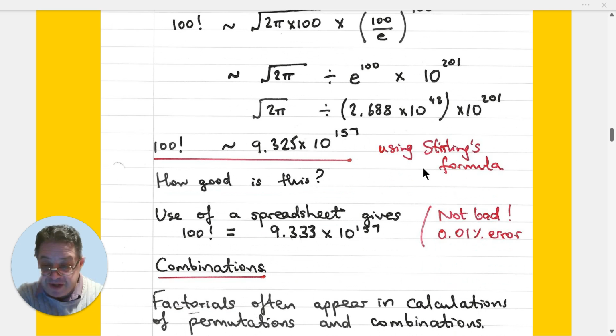Well, I went to a spreadsheet and worked out 100 factorial on the spreadsheet, and it gave me 9.333 times 10 to the 157. So the power of 10 was right, but also the number itself was pretty good. I've worked out that is 0.01% error, which in a number of this size is not bad at all.